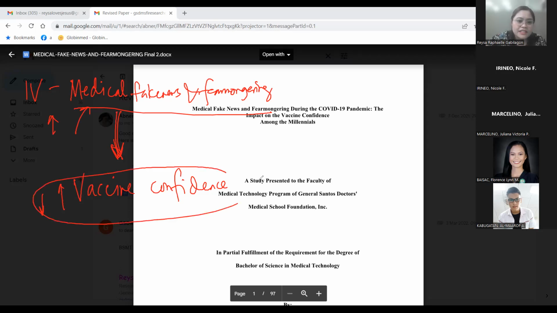So definitely this is the dependent variable. Kasi nakadepende yung vaccine confidence dito sa medical fake news and fear-mongering. Therefore, if you're asked what is the dependent variable, automatic this one. This is the DV, vaccine confidence. Okay? Sige, let's try some more kasi yung iba medyo na-confuse pa between independent and dependent variable.